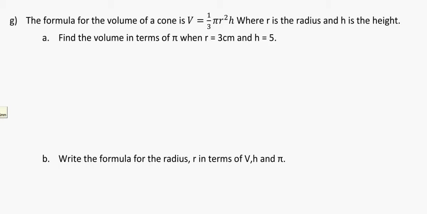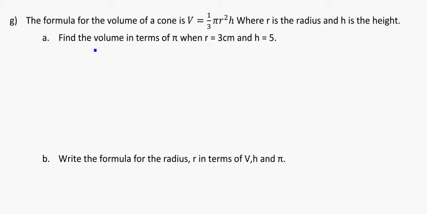We're looking at a problem where they've given us a formula for the volume of a cone. That's often the way it is, the volume of something, an area of something. In this case, the volume of the cone is 1/3 times pi times r squared times h, where r is the radius and h is the height. So our first question here is more of a basic achieved level one, where they ask us to find the volume in terms of pi when r is equal to 3 and h is equal to 5.